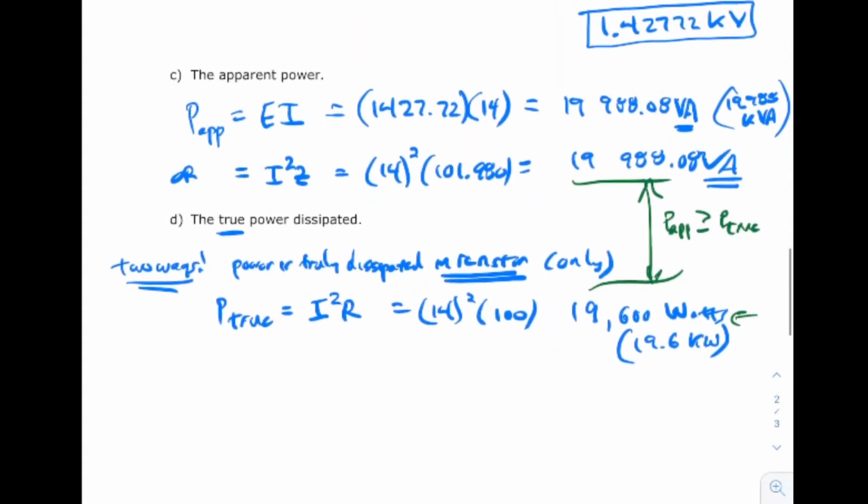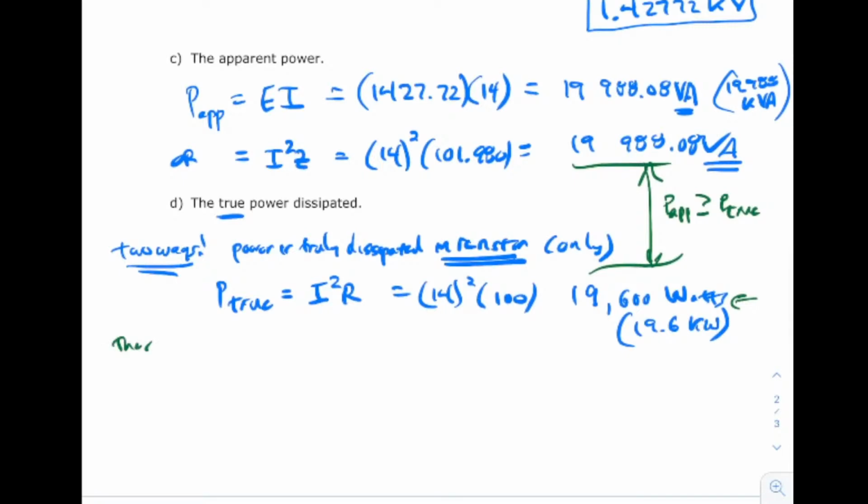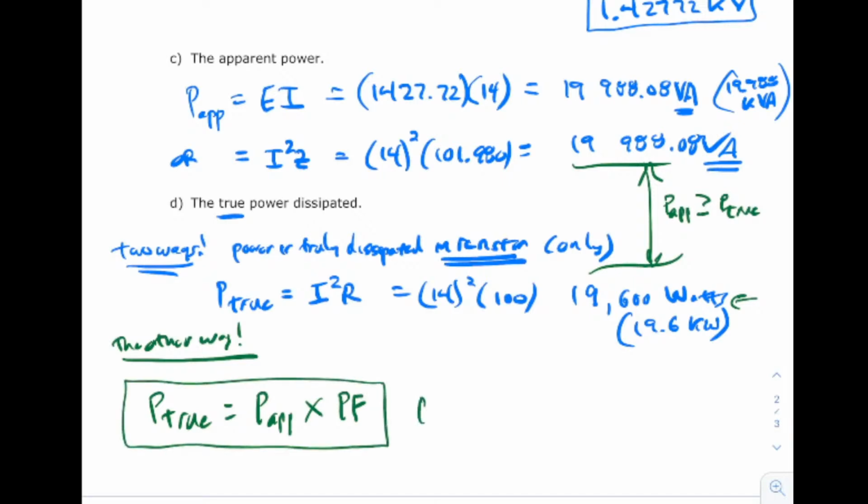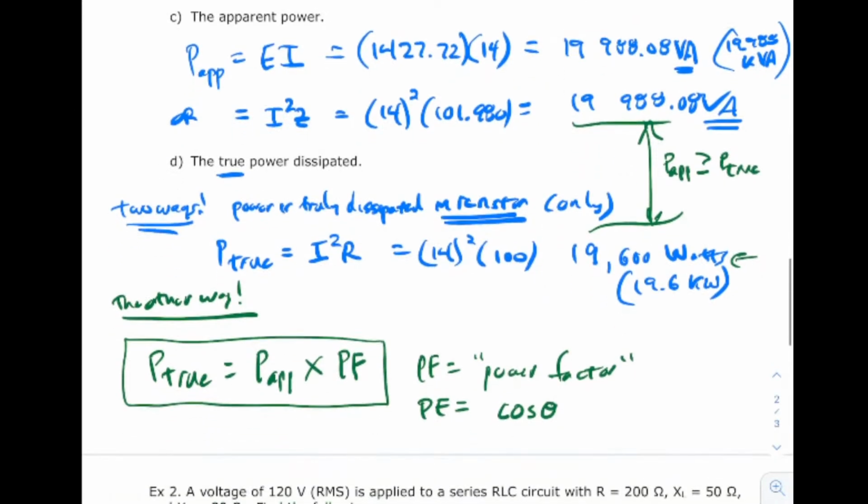Now I want to show you the other way. The other way, what you do is you take P true, this is another formula I'm going to give you, is P apparent times what's called the power factor. PF means power factor. Factor is something that you multiply. So a power factor means you're going to multiply the power factor times the apparent power to get the true power. And what is the power factor? Well, for now, I'll just tell you. It's the cosine of the phase angle. How about that? Who'd have thunk it?